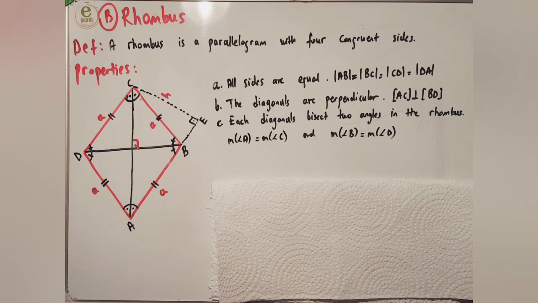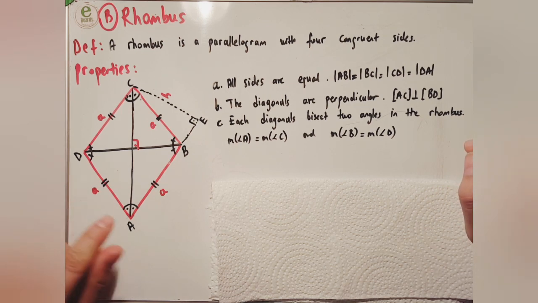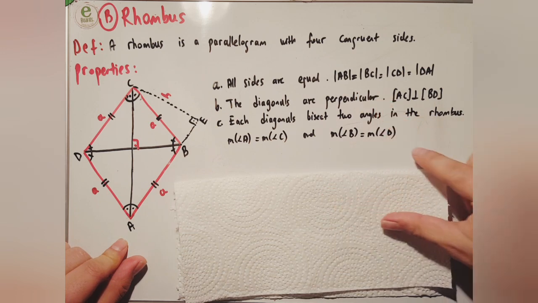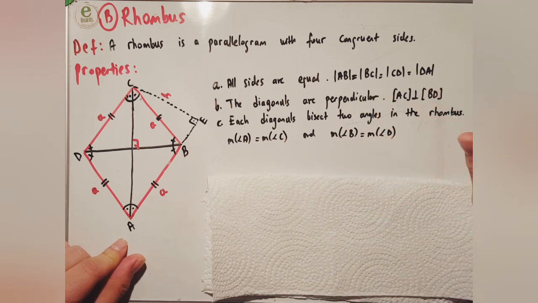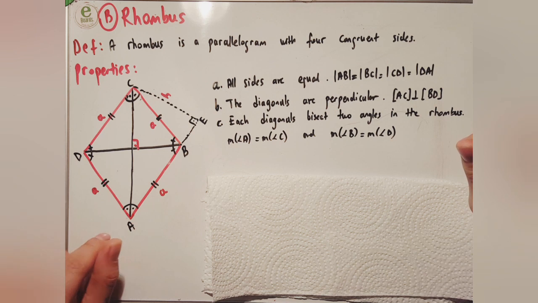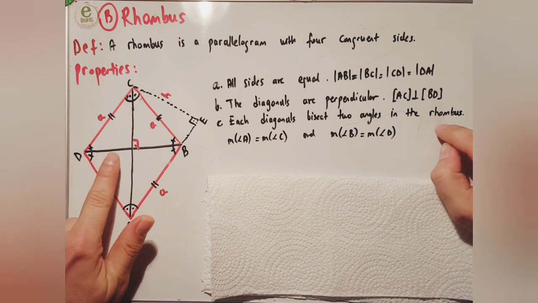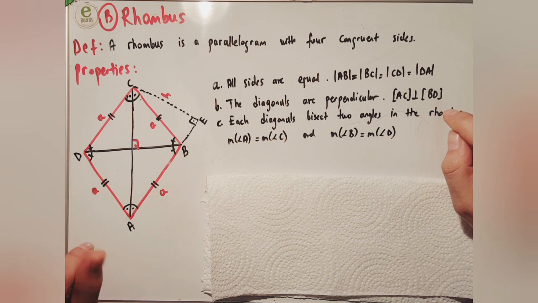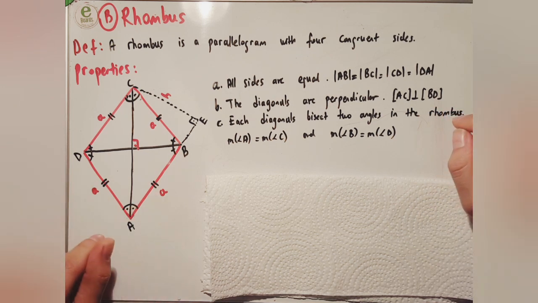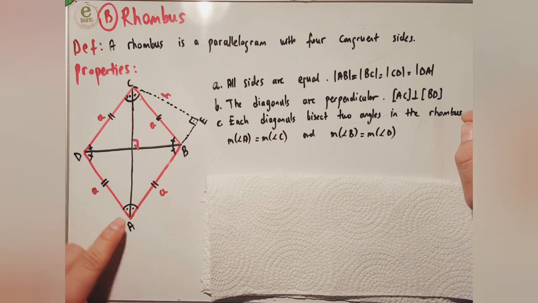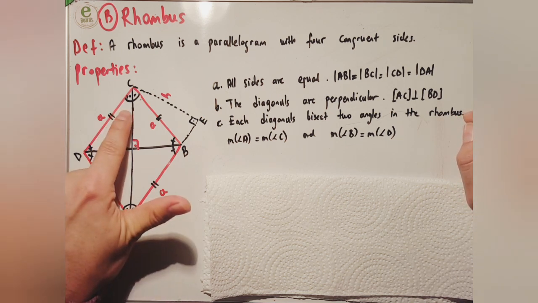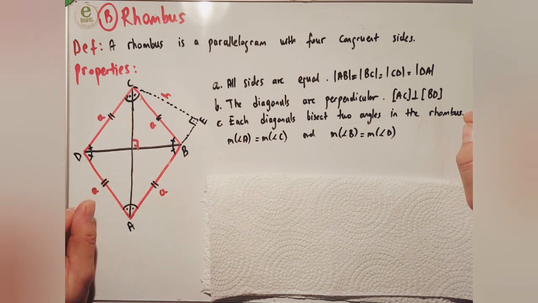And here we have a rhombus as a starting definition. A rhombus is a parallelogram with 4 congruent sides. So look at the properties. All sides are equal: AB is equal to BC is equal to CD is equal to DA. And the diagonals are perpendicular: AC is perpendicular to the diagonal BD. And the last property says each diagonal bisects 2 angles in the rhombus. So the measure of angle A is equal to the measure of angle C, they are angle bisectors, and the measure of angle B is equal to the measure of angle D.